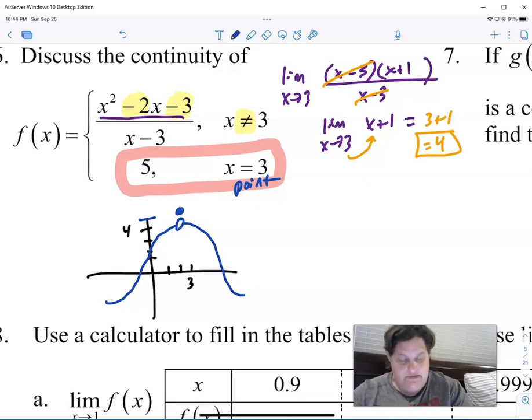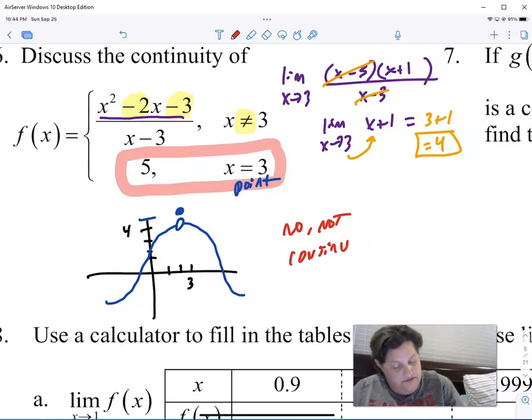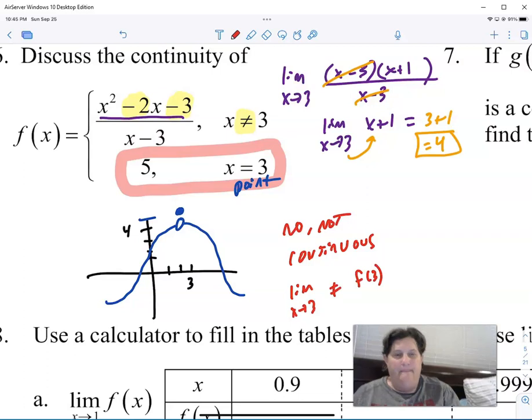So do you guys think this is continuous? I'm going to say no, this is not continuous. And the reason is because the limit does not equal the point. The lines are not lining up to the point.